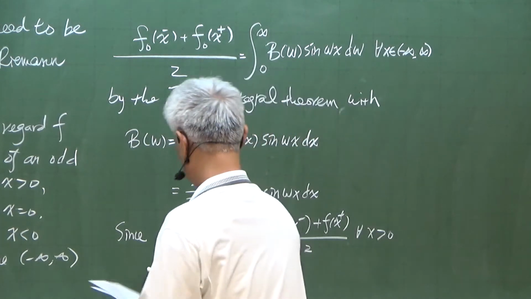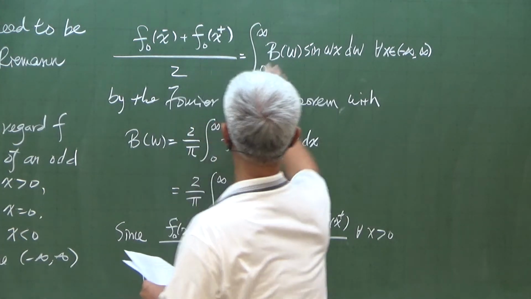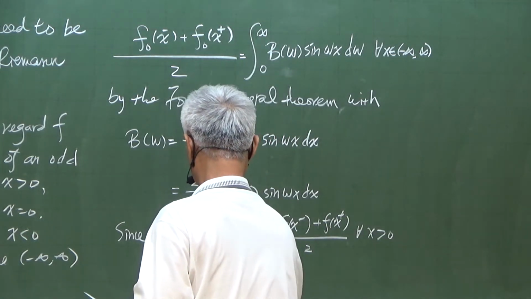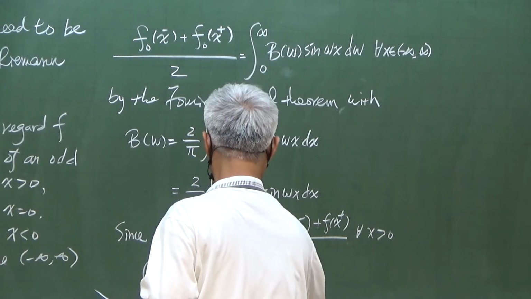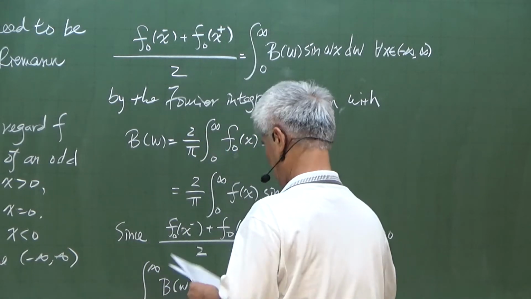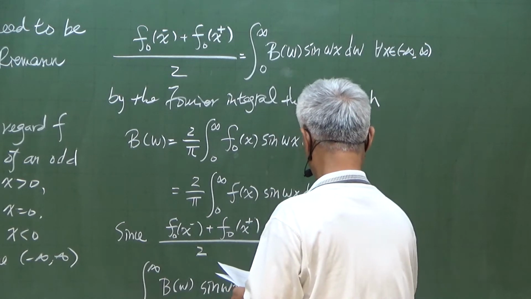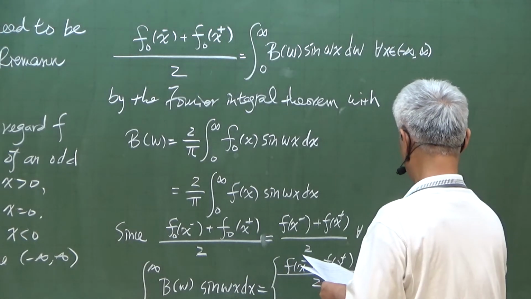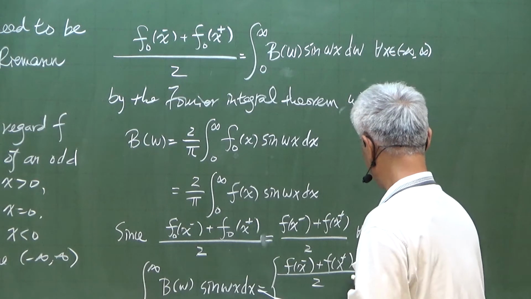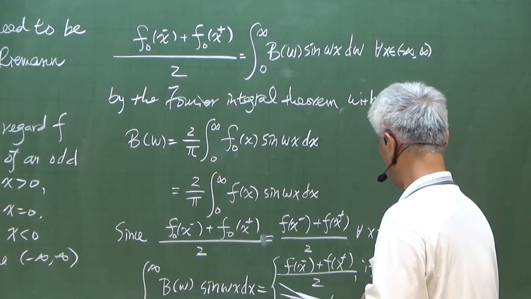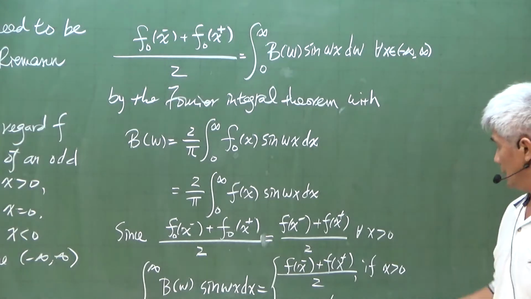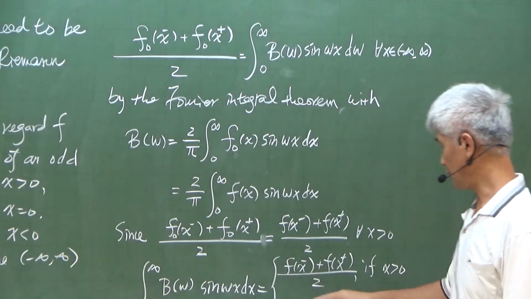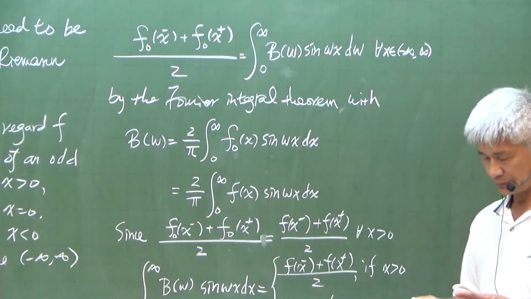All right. So now this equation can be written as equal to f of x if x is greater than 0, but this must be 0 if x is 0. Because when x is 0, the sine of 0 is 0, so the integral is 0. So the value must be 0.